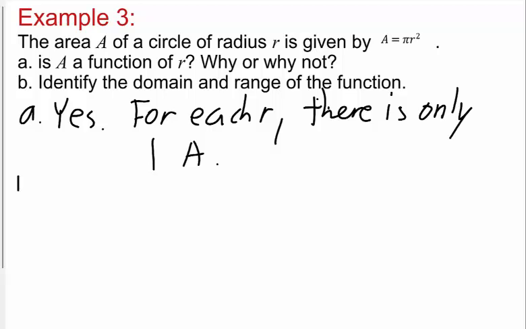So the domain. Well, that would be any number greater than 0. So we can say r greater than 0. Can't have a circle of radius 0. We can have anything greater than 0. And it can be all real numbers for the real numbers.